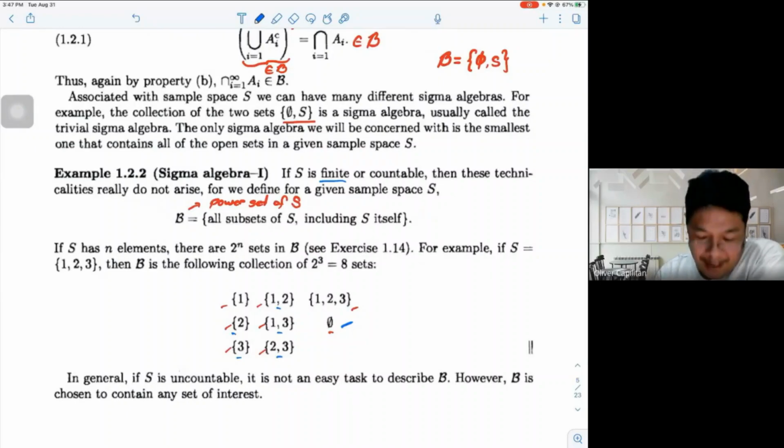In general, if S is uncountable, it is not an easy task to describe script B. However, script B is chosen to contain any set of interest. Say for example, our set S here is the open interval 0 to 1. It's very clear that our S here is uncountable. So it's not an easy task to describe our sigma algebra script B.